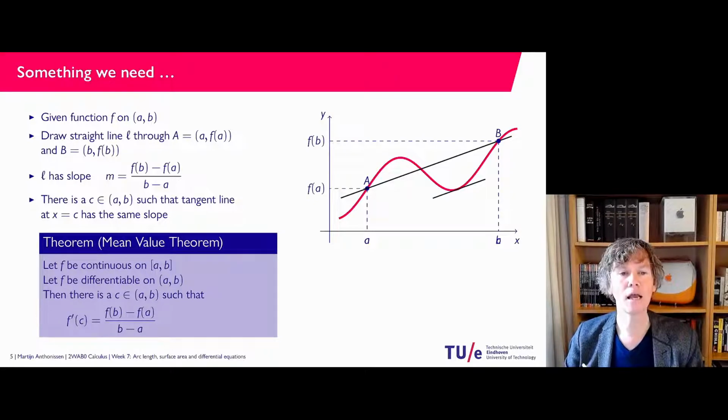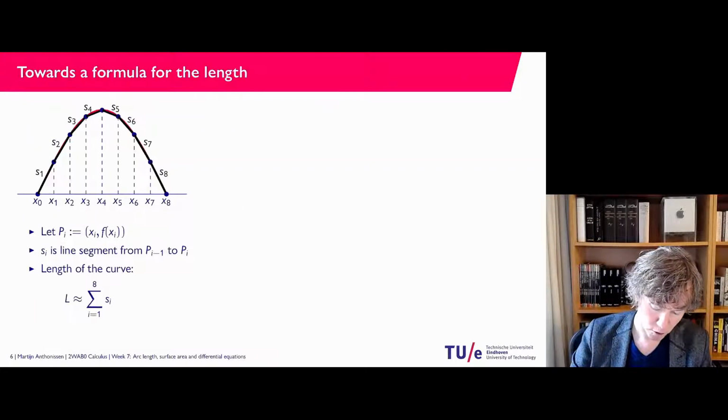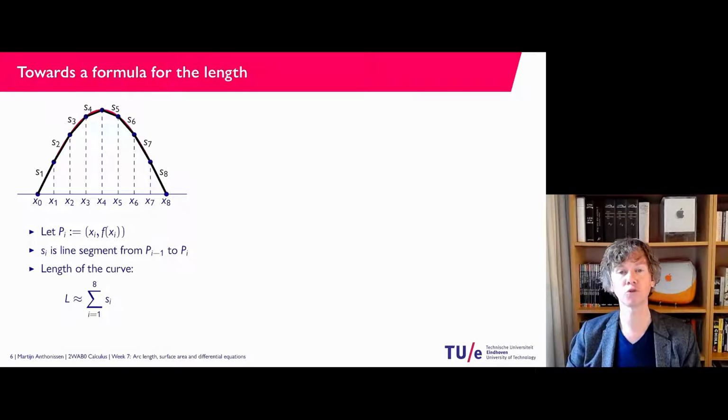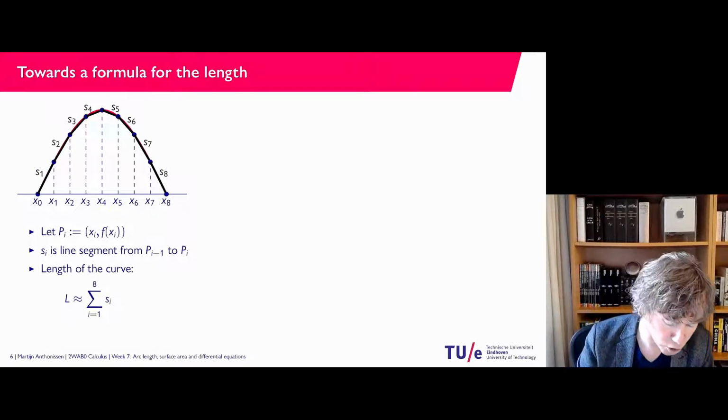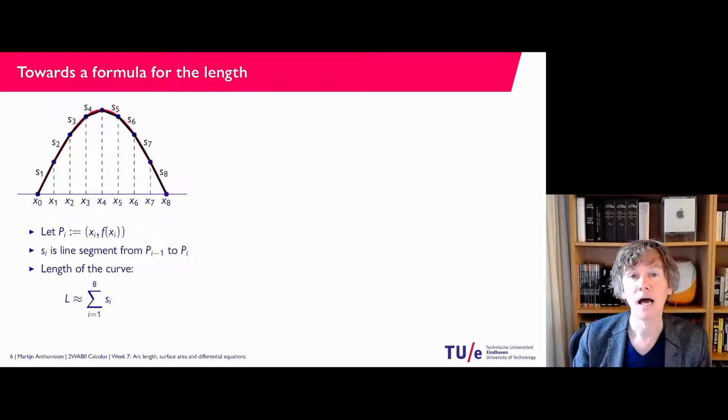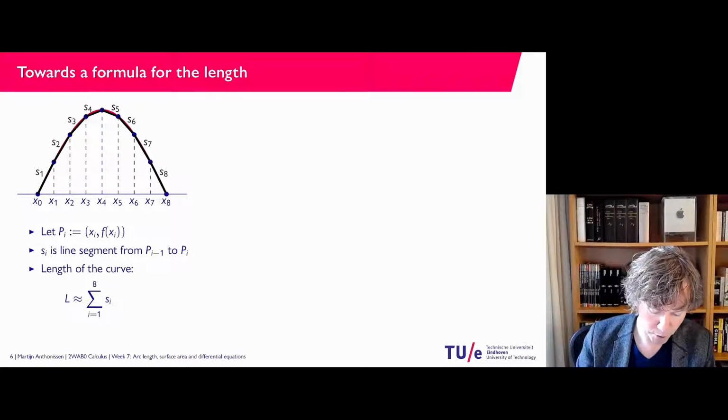So I will be using this mean value theorem to find a formula for the length of a curve. So if we go back to what we had before, here we have a curve, it's hard to see, but below here there is a red curve. I try to approximate it with these little black lines. So here apparently I drew 8 of these black line segments.